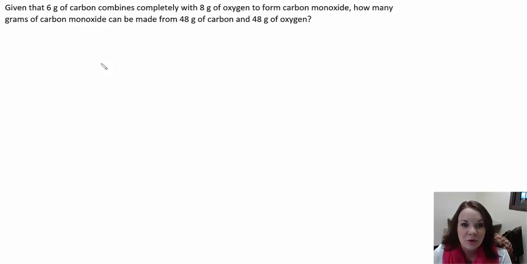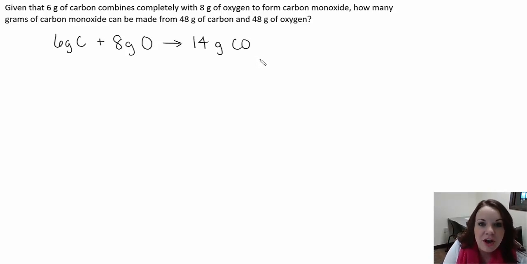So first I'm going to give us a little roadmap so we can visualize the reaction. If I have 6 grams of carbon and that combines completely with 8 grams of oxygen, that total added together, 8 plus 6, gives me 14 grams of carbon monoxide. And then it tells me to figure out how many grams of carbon monoxide I can make from 48 grams of carbon and 48 grams of oxygen.